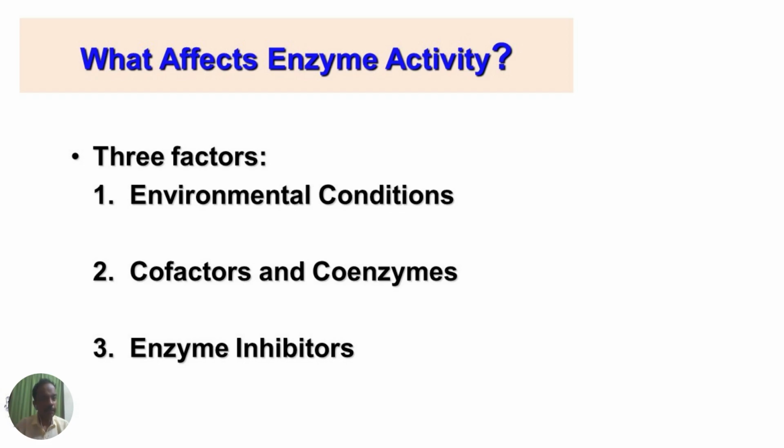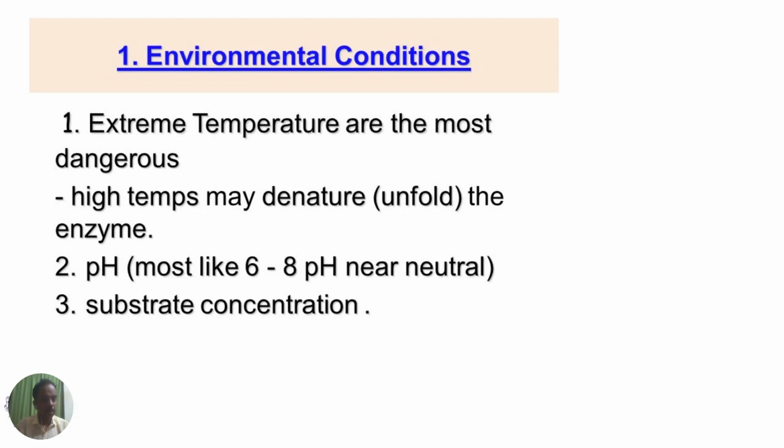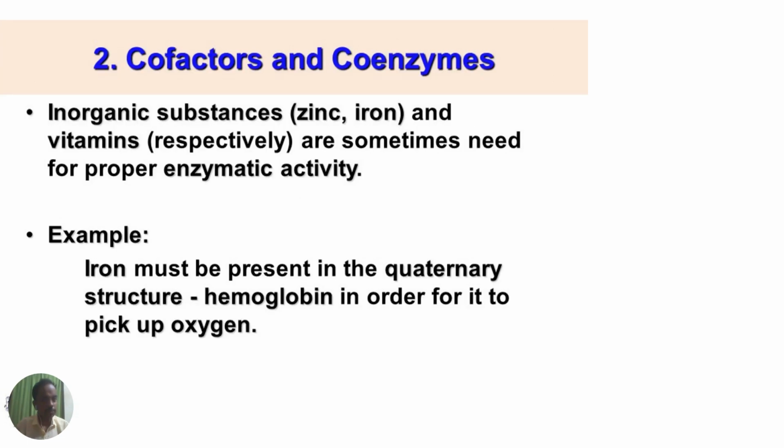So what are the factors affecting enzyme activities? There are three factors: one is environmental conditions, cofactors and coenzymes, and enzyme inhibitors. So what are the environmental conditions? They are extreme temperature, pH, and the substrate concentration. The second factor is the cofactor and coenzymes. Inorganic substances such as zinc and iron, and vitamins respectively, are sometimes needed for proper enzymatic activity.